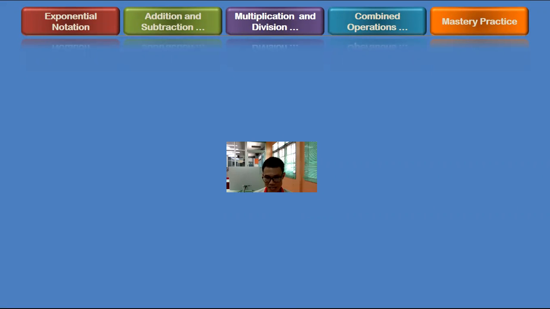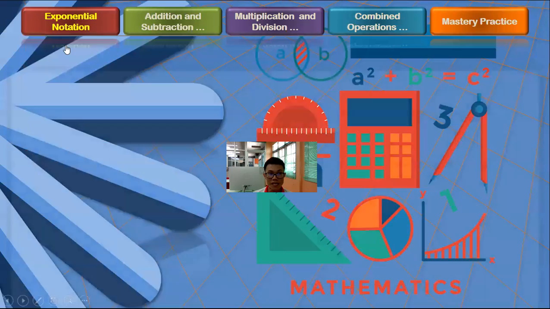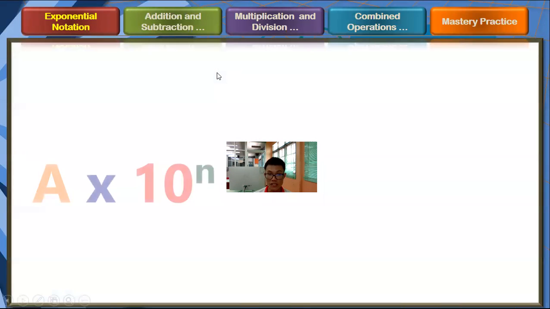Exponential notation is very important to learn because it can help us write very small and very big numbers and make them simpler. So let's start with our definitions first.